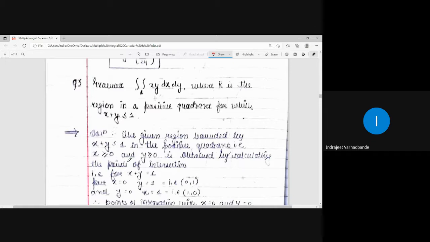So moving on with the first example of such type, the question is: evaluate the double integral over R of xy dx dy, where R is the region in the positive quadrant for which x plus y is less than or equal to 1. Now, positive quadrant means it is the first quadrant usually. Why? Because both the values of x as well as y are positive in that quadrant. So R is the region in the positive quadrant for which x plus y is less than or equal to 1. Now, what does this equation symbolize? x plus y less than or equal to 1.